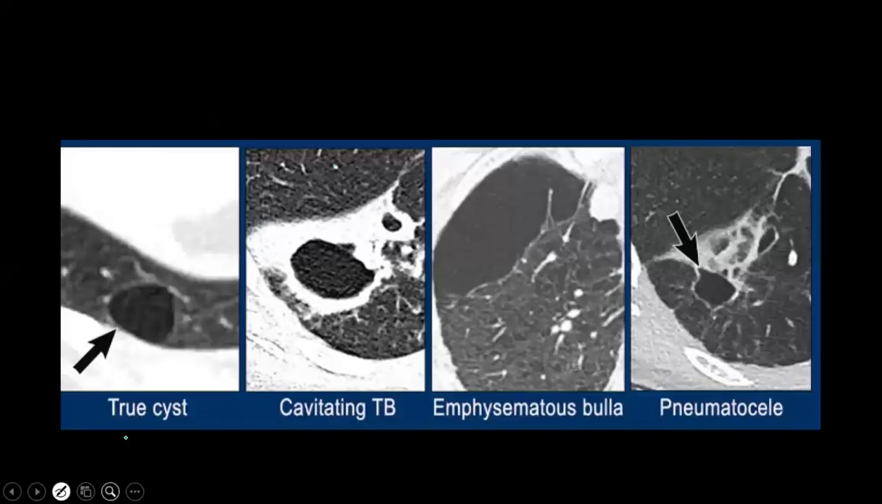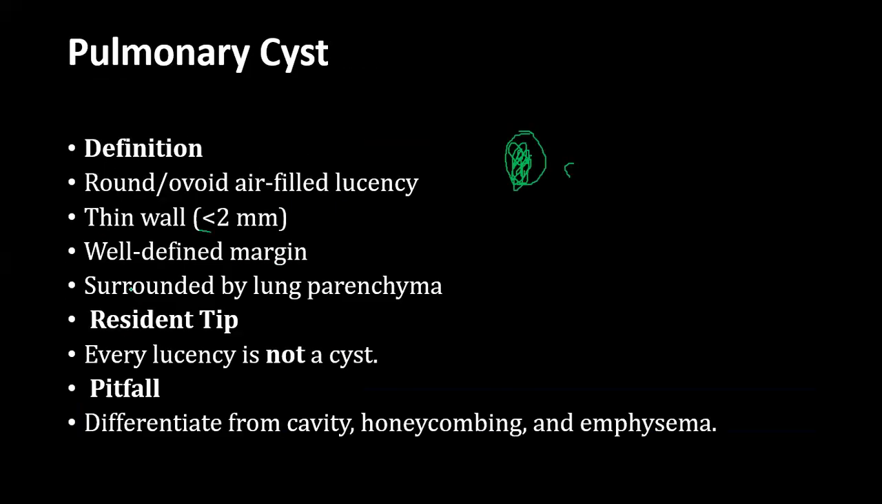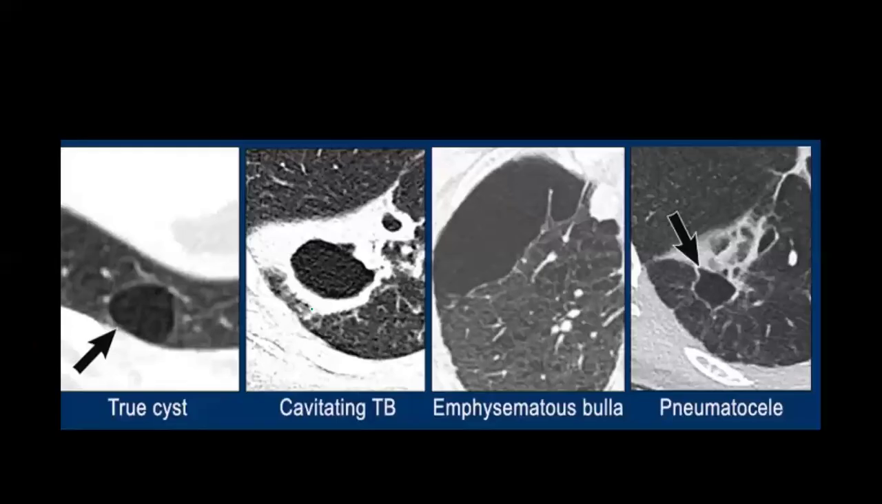Now, this is basically a cyst. It has very thin walls, and previously we discussed that its wall size is less than 2 mm. Please notice that the wall is very thin, approximately 1 mm. However, in the cavity, you will see that the wall is very thick.